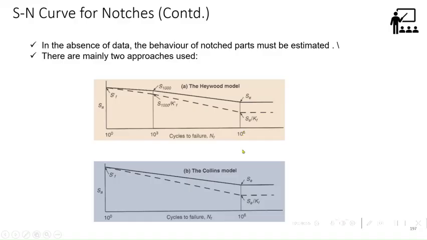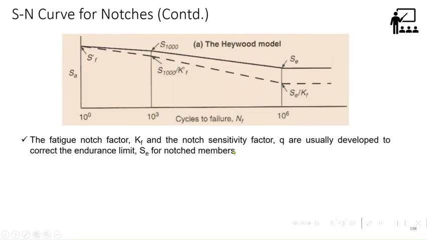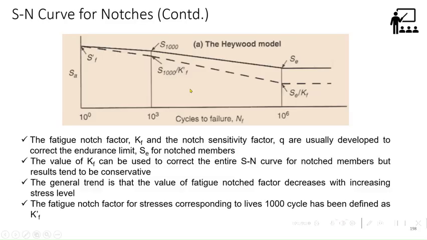The other gentleman proposed Collins model. He doesn't bother about the 10³ demarcation point. Straight you are going from here to here. Obviously we are concerned about 10³, so the Haywood model is most appropriate. What this is all, the characteristic narrative, I already explained to you. You need to know what are the steps up to this point, and Q is required, because if you know Q, KT is known, you can find out KF. Now the question is how do you get K-F prime? That is what I will be talking about down the line.